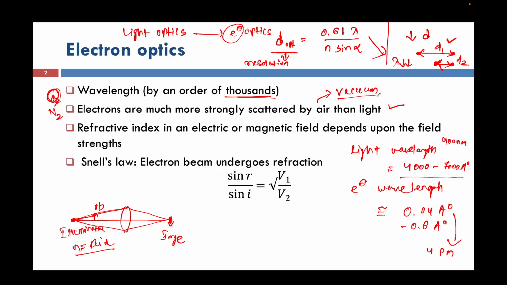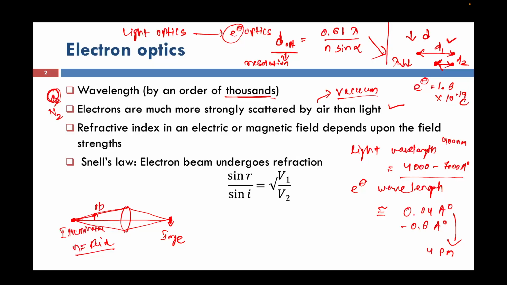And in light optics, we are considering the refractive index of the medium. Here the refractive index depends on the electric or magnetic field. Why are we using electric or magnetic field? Because the electron is a negatively charged particle whose charge is 1.6 into 10 to the power minus 19 coulomb. We know that if this electron travels in an electric field or magnetic field, it will experience some amount of force, so it will be easily deflected. And how can we control that? We can control it by increasing or decreasing the magnetic field strength, right?